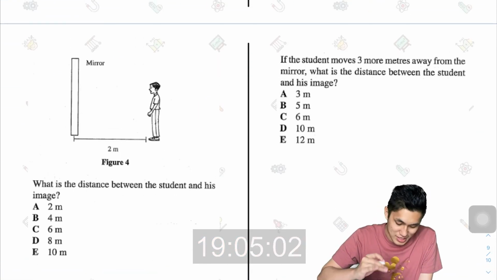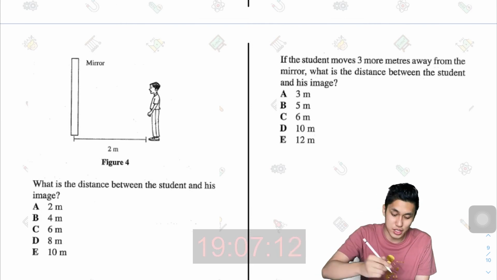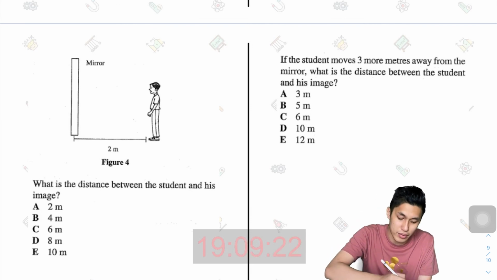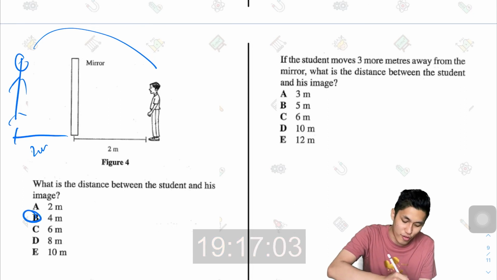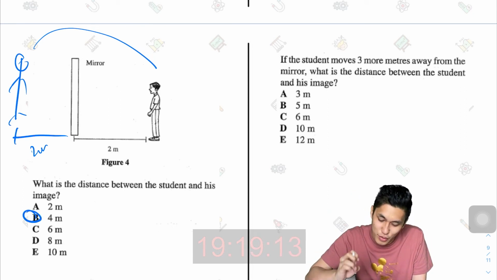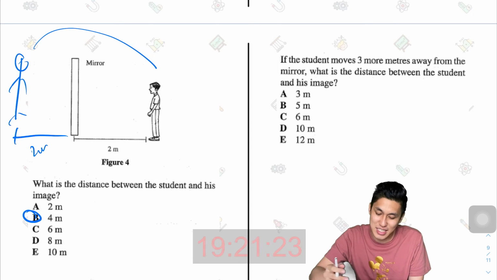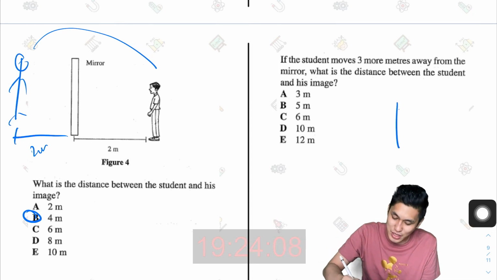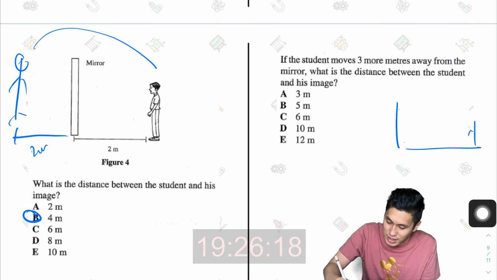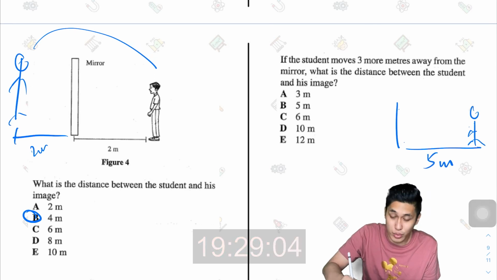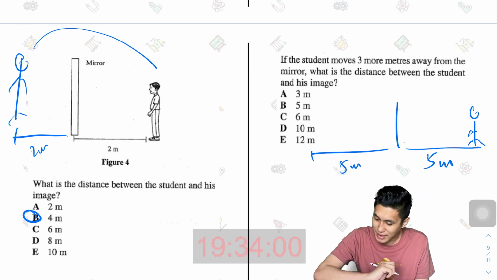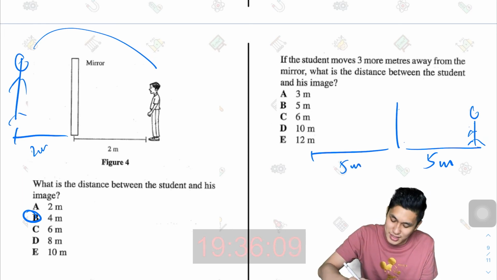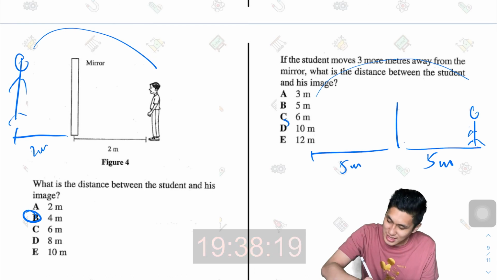I think I don't have enough time. What's the distance between the student and his image? The student is standing 2 meters away from the mirror, so his image will also be 2 meters away. So the total distance between the two will be 2 plus 2, 4. Quick math. If the student moves 3 more meters away from the mirror, what is the distance between the student and his image? So if he moves 3 meters away, now he is 5 meters away. And the image will also be 5 meters away, correct? So now the total distance will be 5 plus 5, which is 10.